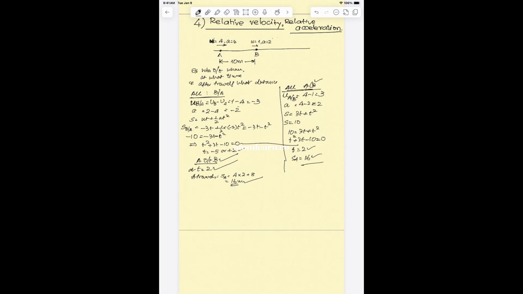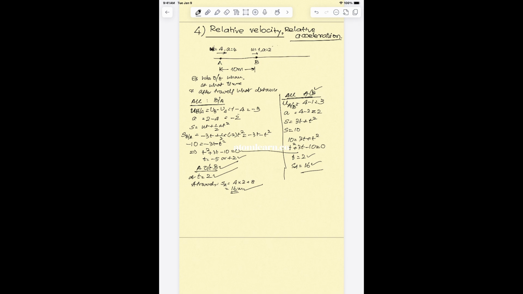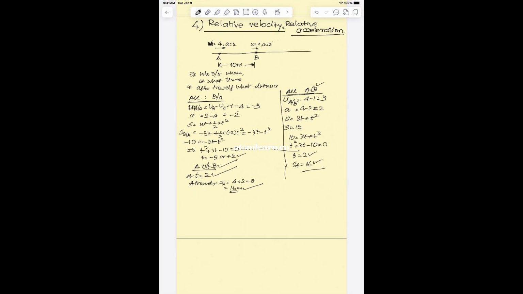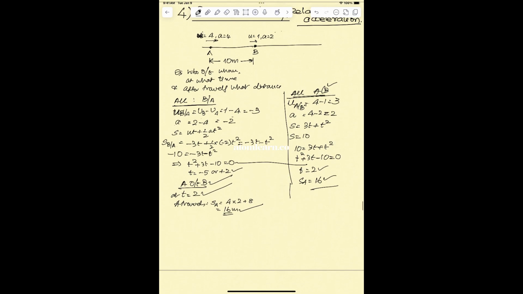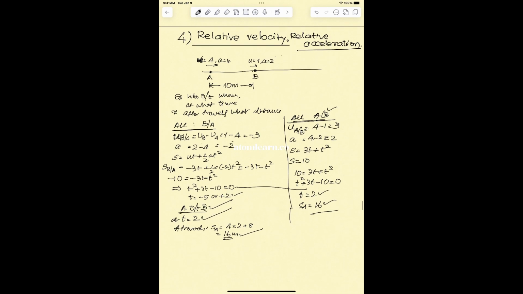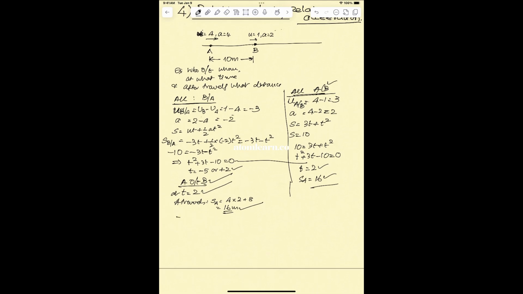Now I am going to show that suppose we don't apply the relative velocity, relative acceleration concept, then still if we apply individual equations, we should get the same answer. That I am going to show to you, just for the sake of understanding. Afterwards, I still maintain that whenever you have two particle motion, please apply the relative concept only. That will be a much faster, much easier, much quicker method.